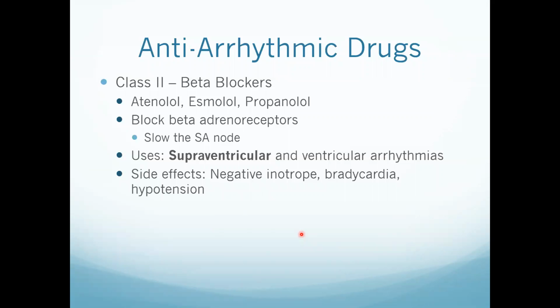If we look at the class 2s, these are all the beta blockers. So again, atenolol, esmolol, propranolol are probably the most common ones we're going to reach for. And they're going to block the beta adrenal receptors, which is going to result in slowing of the AV node. And they do that by delaying the gradual upstroke of phase 4 in those pacemaker cells, so delaying the time until the threshold can be reached.